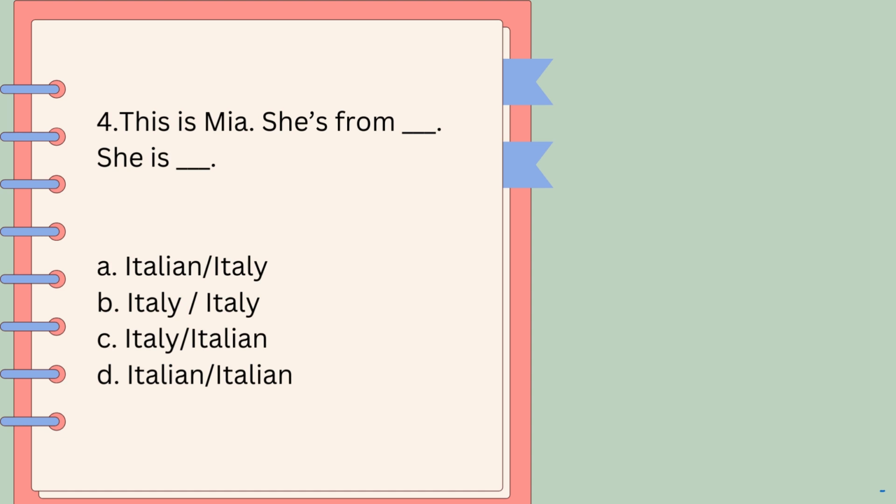Question number 4. This is Mia. She is from blank. She is blank. First underline is from and is. So if it is from, as I said before, you need a country. If it is be verb, is, you need a nationality. Italy is a country, Italian is a nationality. What you are looking for is country and nationality. So the answer is Italy, Italian. She is from Italy. She is Italian.